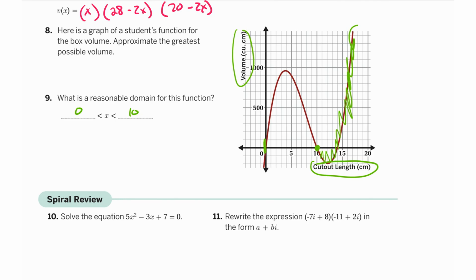And so really I'm focusing on this curve. It's not a parabola, but it looks that general shape. It's asking us for the greatest possible volume, so we're looking for this highest point here. And that lands somewhere in between 900 and 1,000. I'll probably call it like 970 cubic centimeters as our answer. And then again, number 9, what is a reasonable domain for this function? As I already stated, it's from 0 to 10.